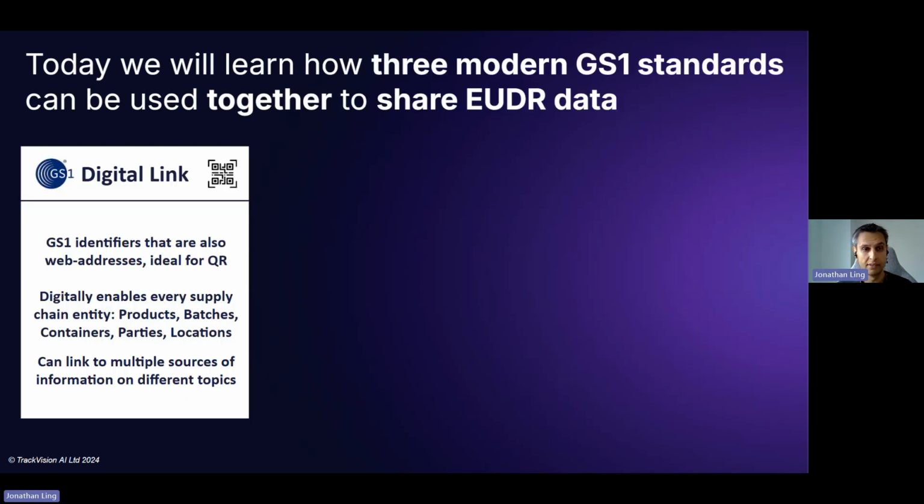What are these standards? The three standards we'll be talking about today are first, GS1 Digital Link, which you'll all probably know. These are the normal GS1 identifiers that we all know, like GTIN or Global Location Number, that are placed in web addresses and often encoded in carriers like QR codes. This allows us to digitally enable every supply chain entity, products, batches, units, containers, pallets, but also parties and locations. This will be very important a little bit later.